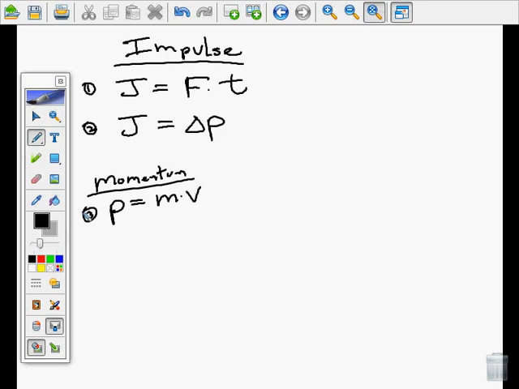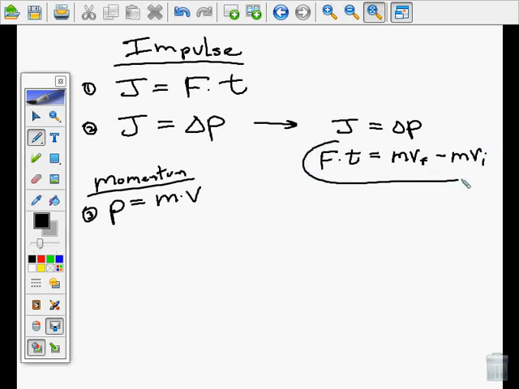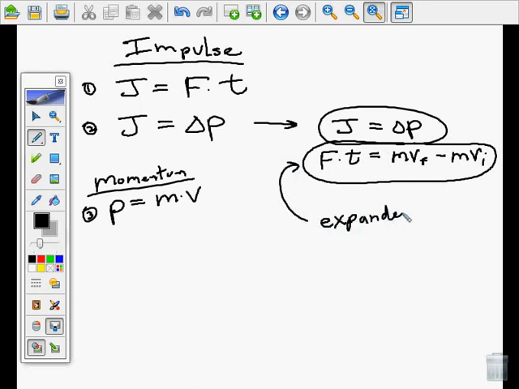Now this formula here could be written a few different ways. J is force times time, and change in momentum is the mass times the final velocity minus the mass times the initial velocity. So this is just an expanded version of impulse equals change in momentum. And I think I'm going to stop here.